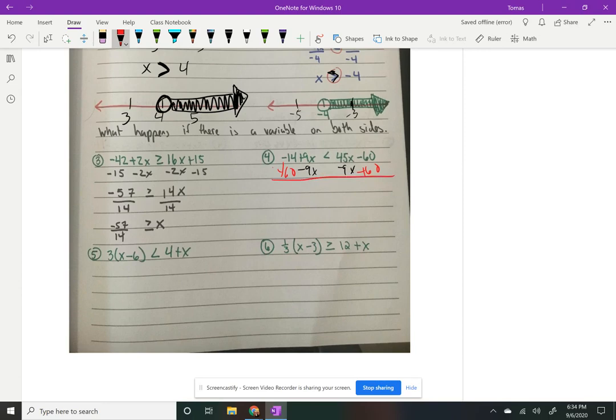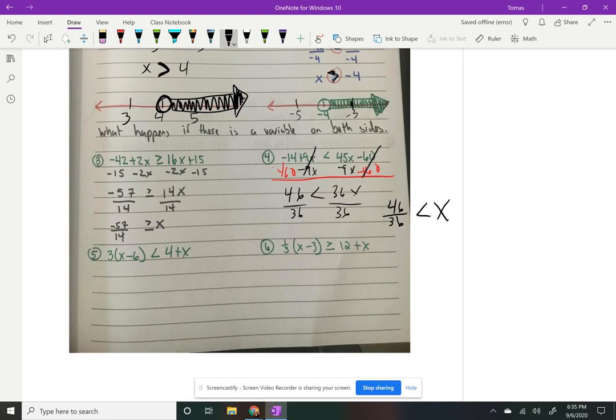Okay, so I'm doing 2 moves in one. I'm trying to save time and paper. So these cancel and these cancel. So 60 minus 14 would give me 46. And then 45 minus 9 gives us 36. Okay. Not done yet. I got to divide. So now I get 46 divided by 36 is less than x.